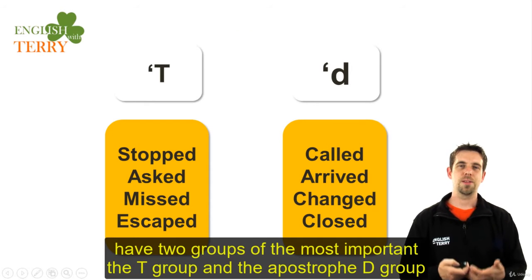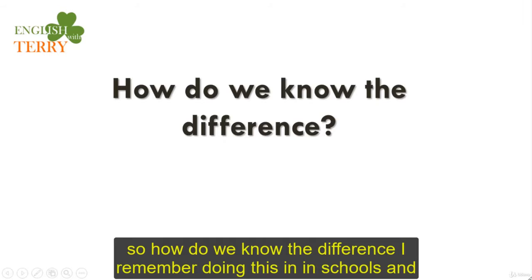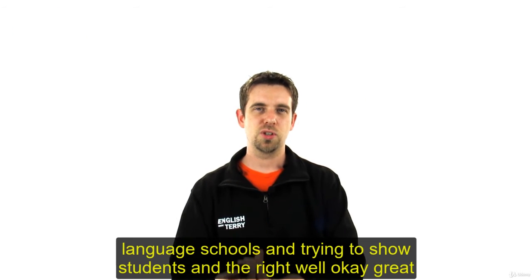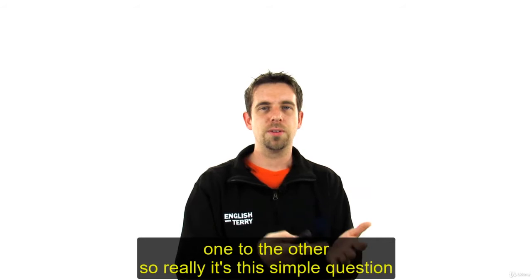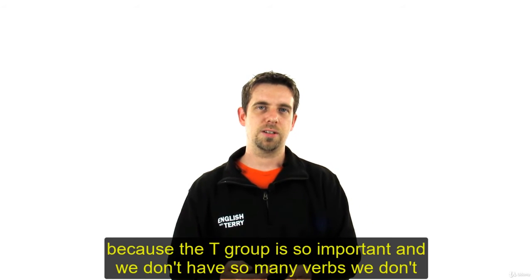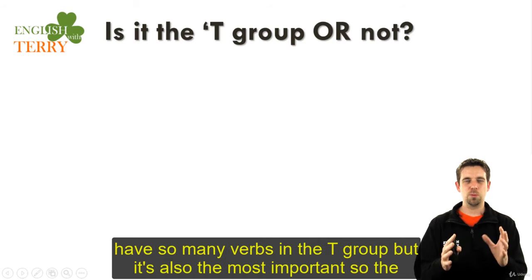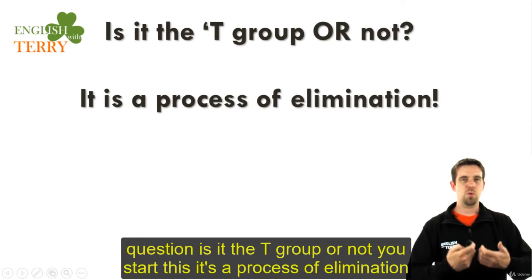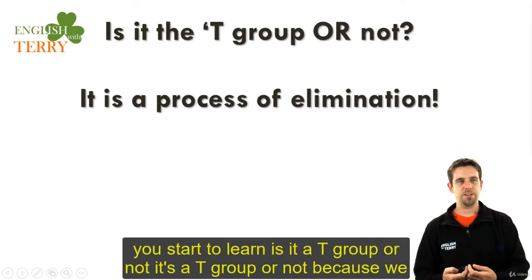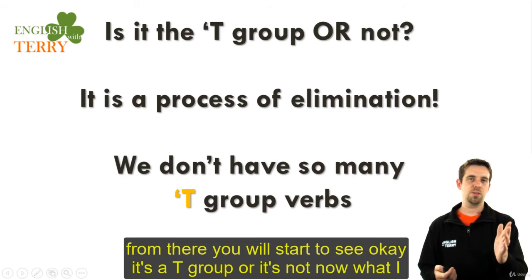So really we have two groups that are the most important: the T group and the apostrophe D group. So how do we know the difference? I remember doing this in schools and language schools and trying to show students, and they're like, well, okay, great, there's three groups, but how do I know the difference? How do I know when to pronounce one or the other? So really, it's this simple question, because the T group is so important and we don't have so many verbs in the T group, but it's also the most important. So the question is, is it the T group or not? It's a process of elimination. You start to learn, is it a T group or not? Because we don't have so many T group verbs that we can quickly learn most of them. And then from there, you will start to see, okay, it's a T group or it's not.